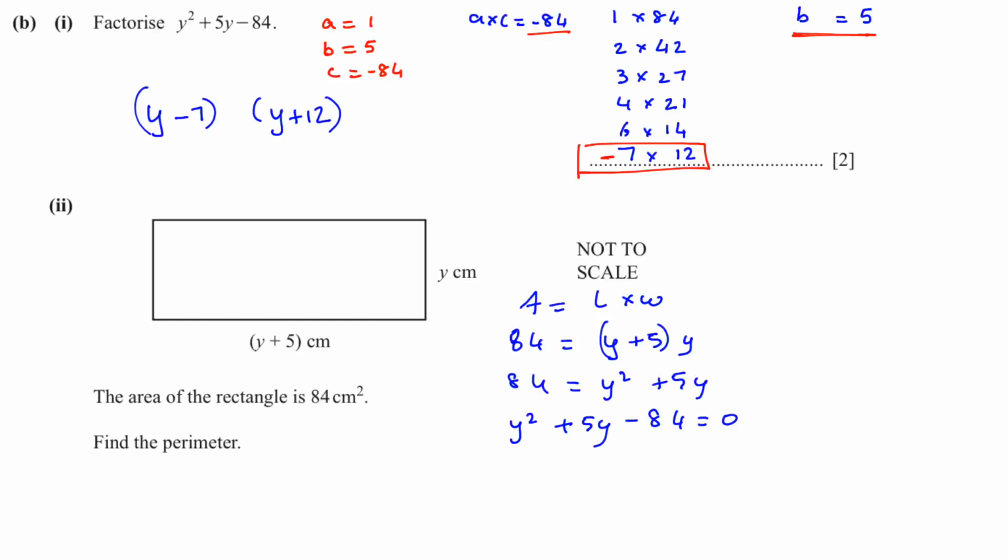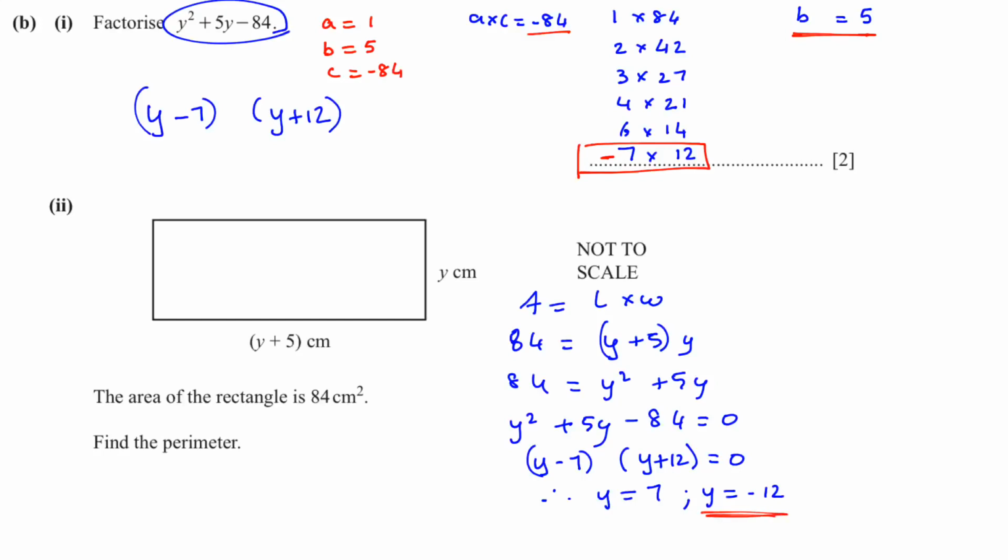This is the same as our first part where they told us to factorize. We already know the answer. When we factorize this quadratic equation, we have y minus 7 and y plus 12 is equal to 0. Therefore, y is equal to 7 and y is equal to negative 12. Length or width cannot be negative, so this is cancelled. Therefore, y is equal to 7, and that is the width, and the length is equal to 7 plus 5, 12.